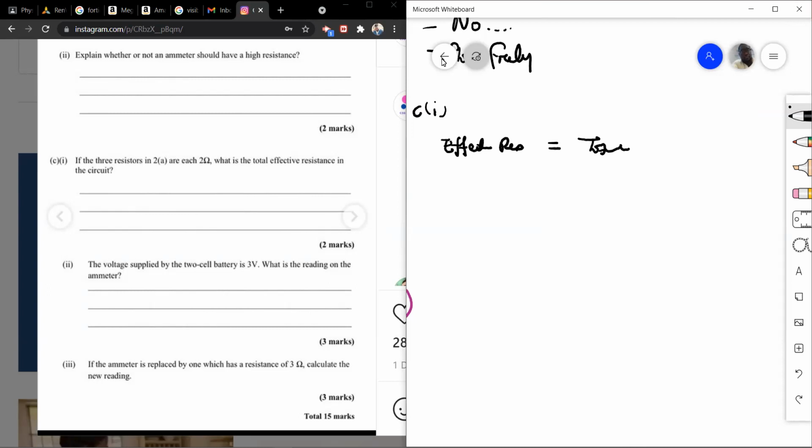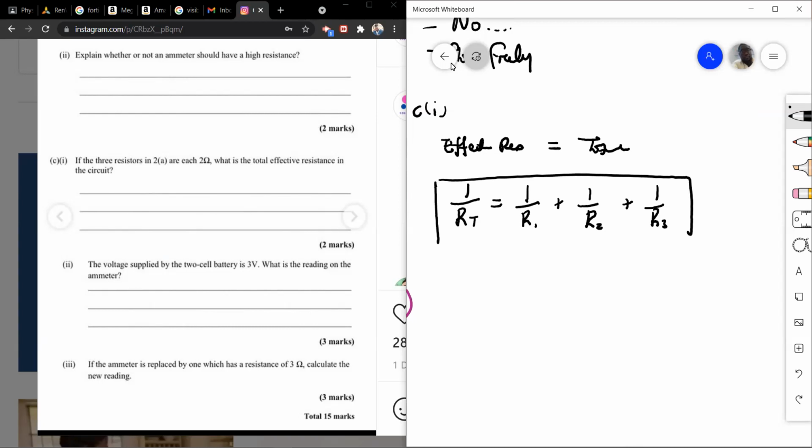Not product over sum, that's not my general formula. The formula is the reciprocal of RT: 1 over RT is equal to 1 over R1 plus 1 over R2 plus 1 over R3. I use 1 over R1, 1 over R2, 1 over R3 because I'm working with 3 resistors. This formula should never ever fail you.